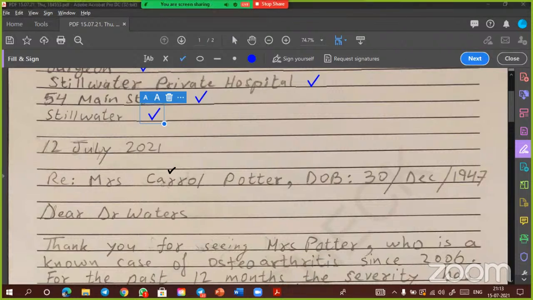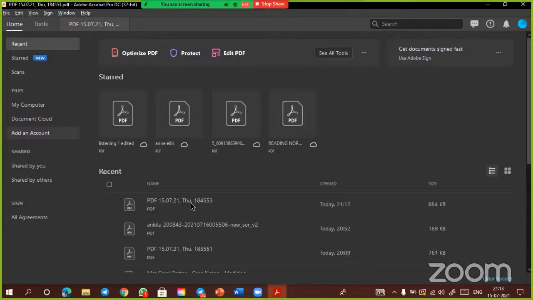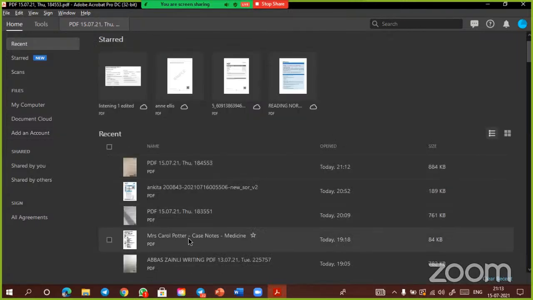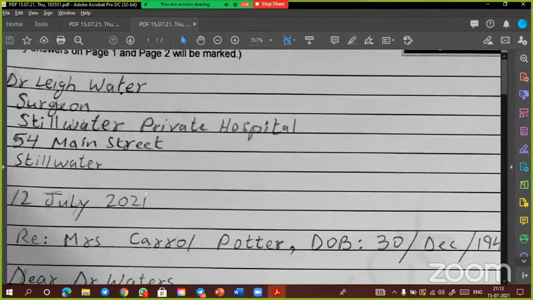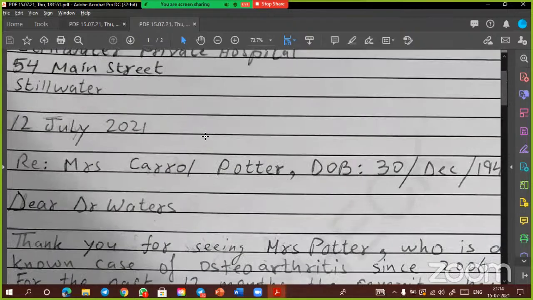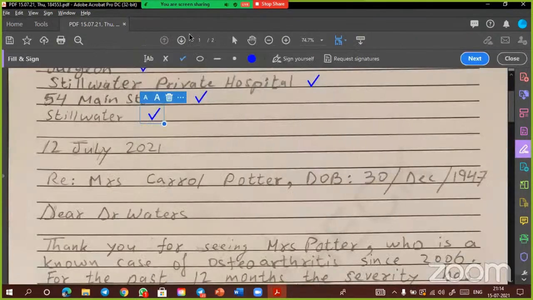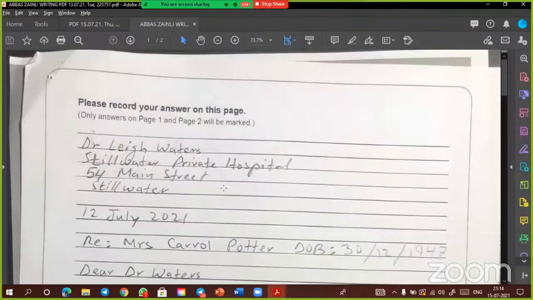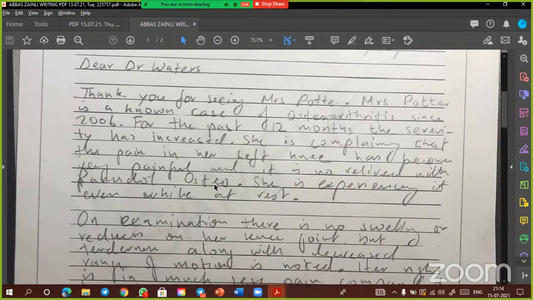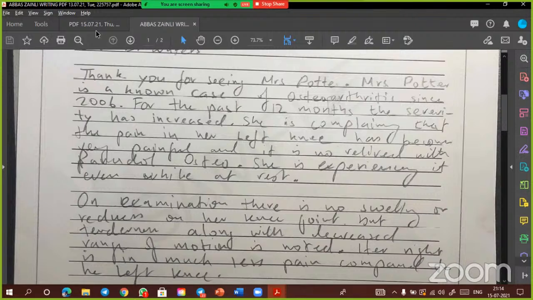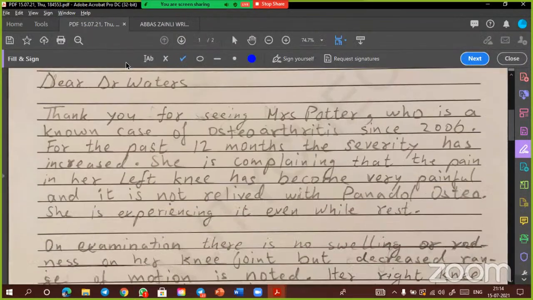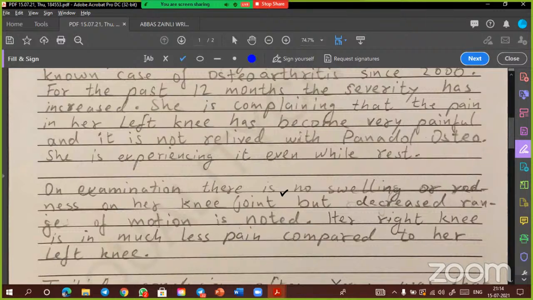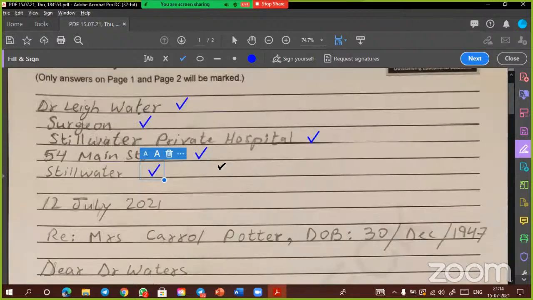I'll just show you the previous paper, and you can see the difference. So this was the previous letter, and this is the present letter. So a lot of transformation. Very great, very good. Thank you for listening to me and transforming your style.